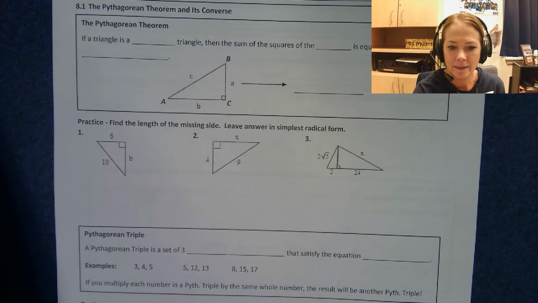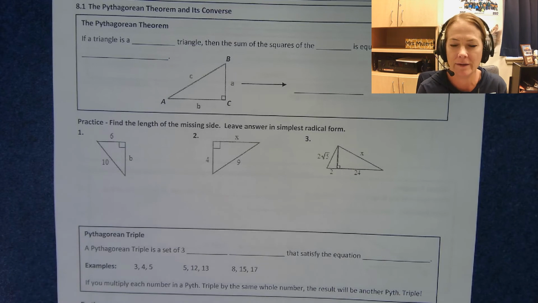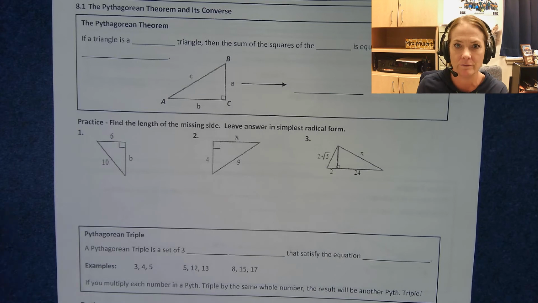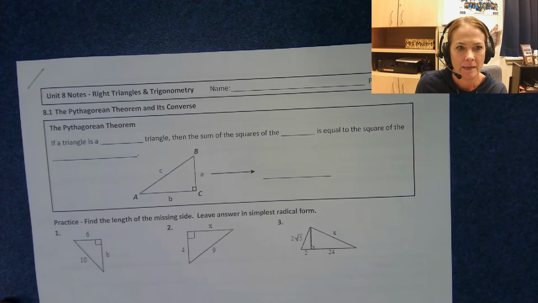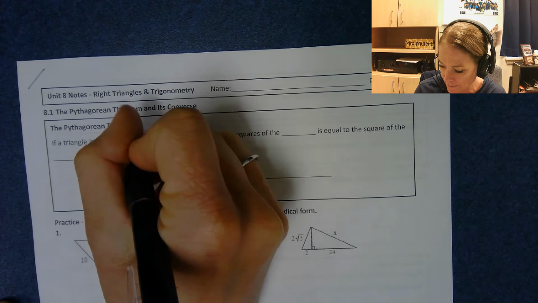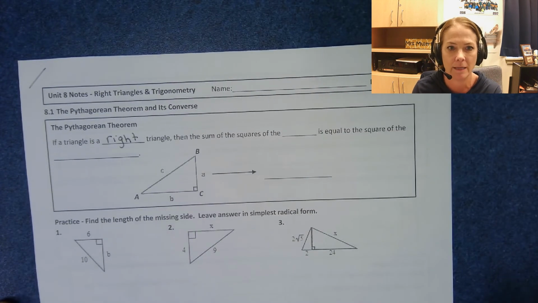All right, hello, geometry. Here we are with our 8.1, the Pythagorean theorem and its converse. Hopefully you are familiar with the Pythagorean theorem, so this will be a bit of review from back in algebra. All right, so the Pythagorean theorem, basically we have to have a right triangle, and that's 90 degrees. Must have this 90 degrees, or the Pythagorean theorem does not apply.